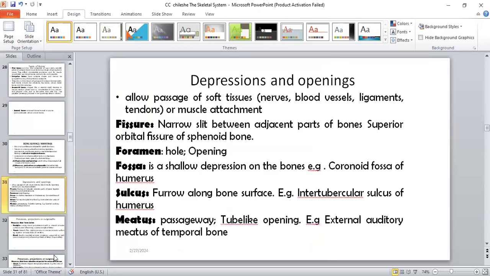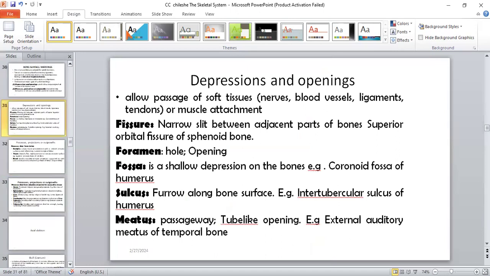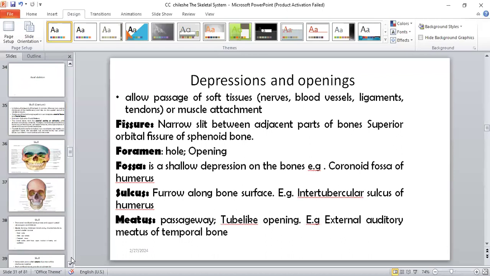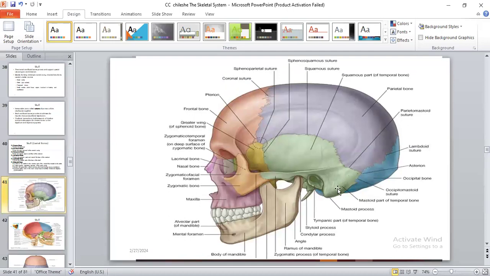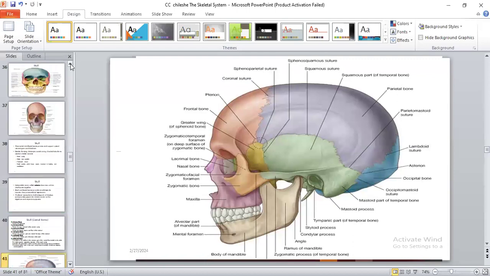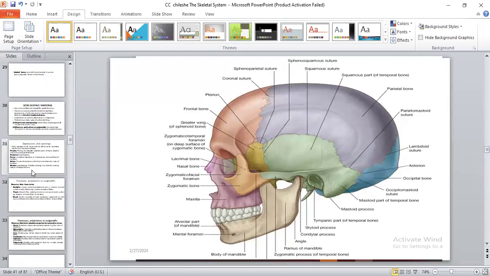and that is why we call it a bicipital sulcus. The other word is a meatus. A meatus is a passageway, which is like a tube-like opening. For example, the passageway into the ear, okay? This passageway into the ear is known as the external auditory meatus. The external auditory meatus, that is a passageway. So a passageway is known as a meatus.